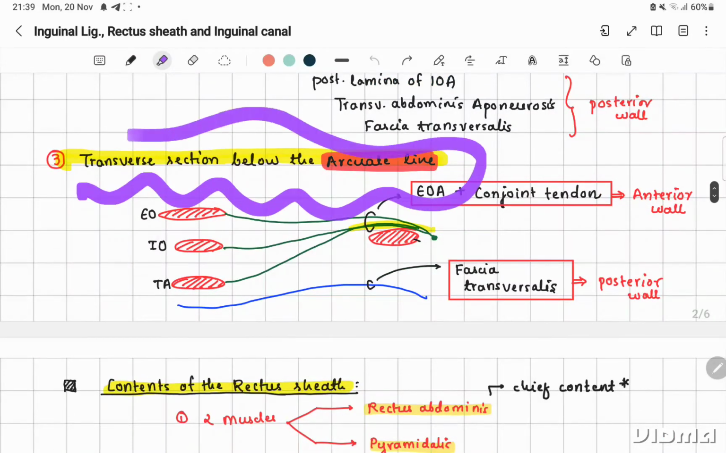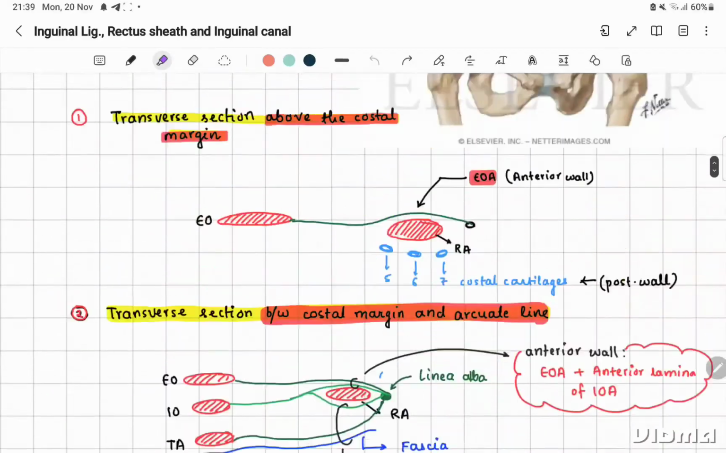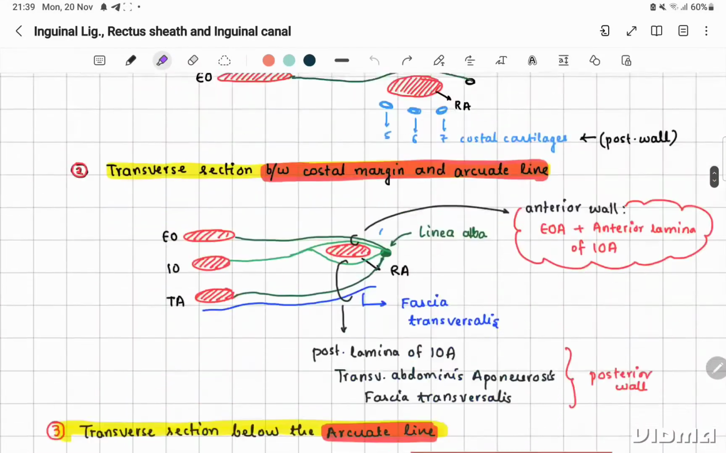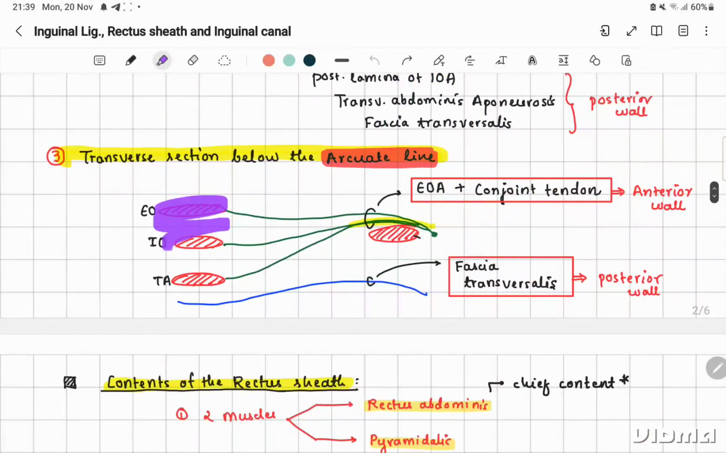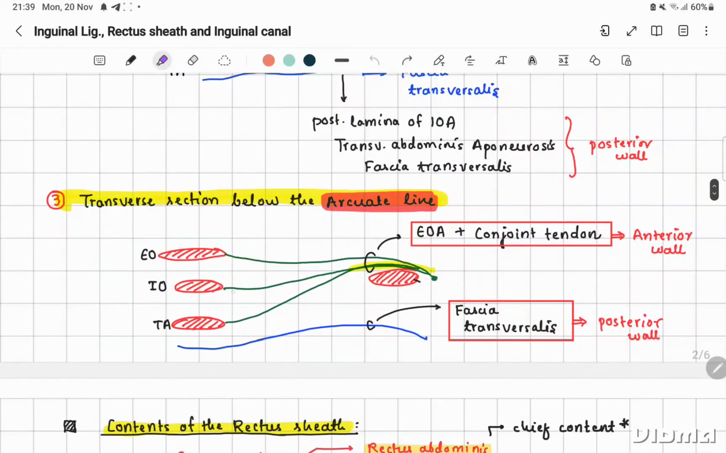Then we take a transverse section below the arcuate line. What will be present? The external oblique, internal oblique, and transverse abdominis. Here the aponeuroses of these three muscles are present: the external oblique aponeurosis, and the aponeuroses of the internal oblique and transverse abdominis, which are combining.